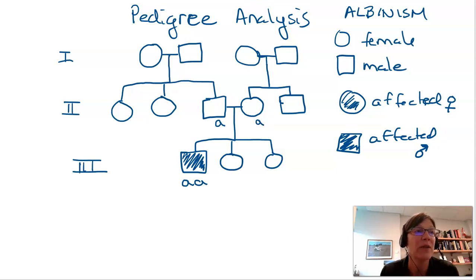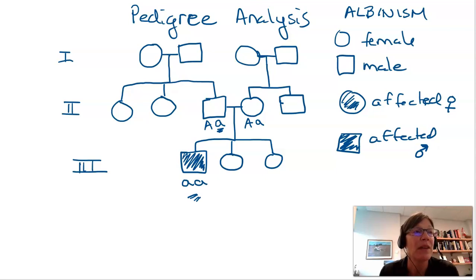Okay. So if mom was unaffected, her circle was open, then we know that her genotype had to be this because she didn't have albinism, but she did have the little a allele and transmitted it to this person of interest. Now, Dad, on the other hand, might have also been a carrier, right? And Dad might have not had albinism, but carried that little a allele and been able to transmit it.